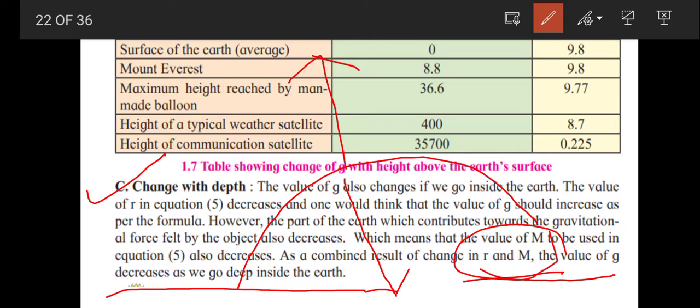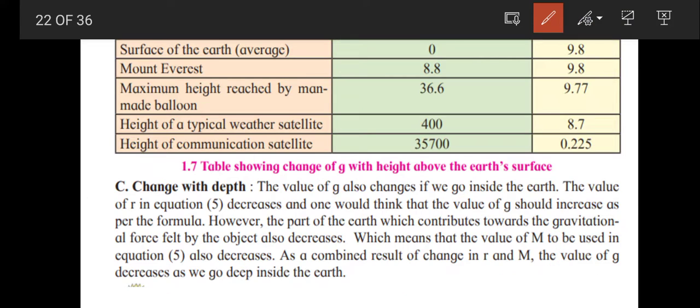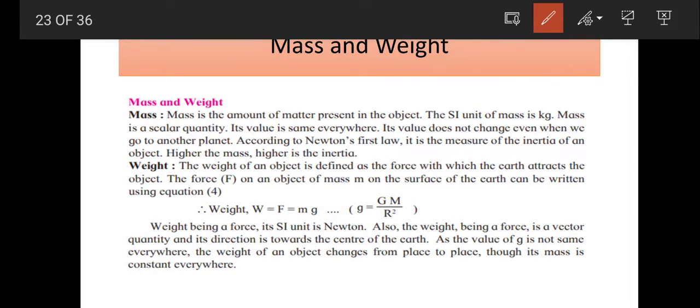Now the next point is mass and weight. Students, we know that in everyday life we ask one simple question: what is your weight?